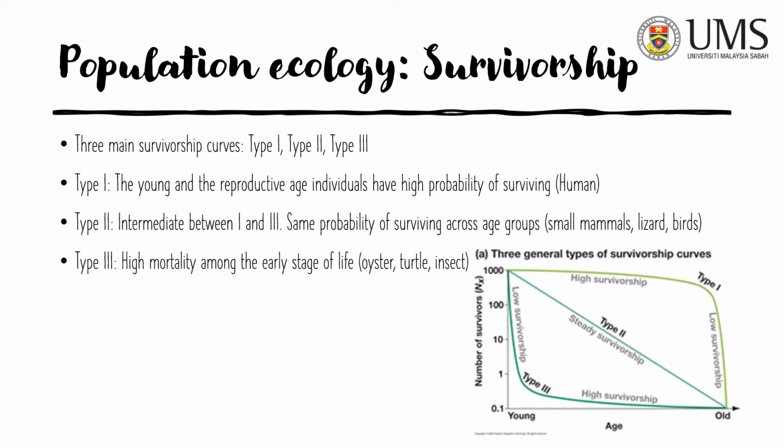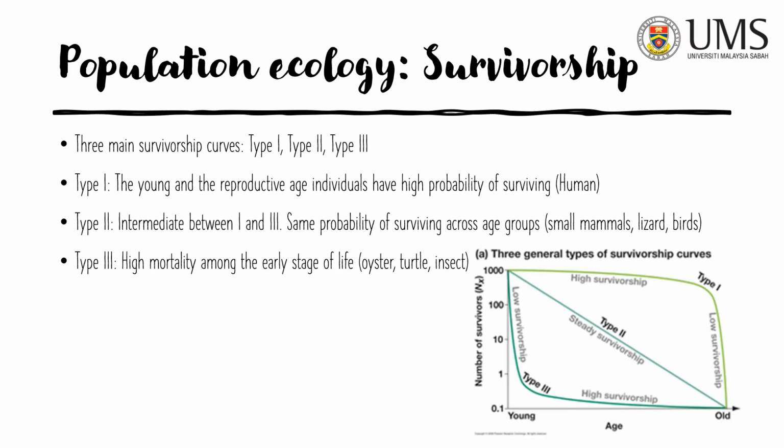Meanwhile, type 2 is intermediate between type 1 and type 3. There is the same probability of surviving across the ages. Examples are small mammals, lizards, and birds. The third one has high mortality among the early stage of life, for example turtle, oyster, and insect.